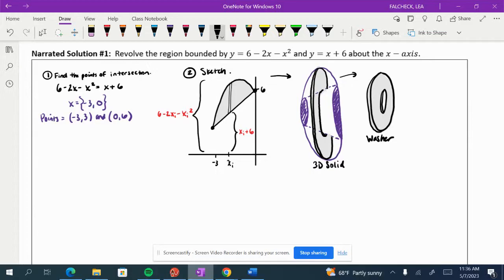Narrated solution number 1, it says revolve the region bounded by y equals 6 minus 2x minus x squared and y equals x plus 6 about the x-axis.